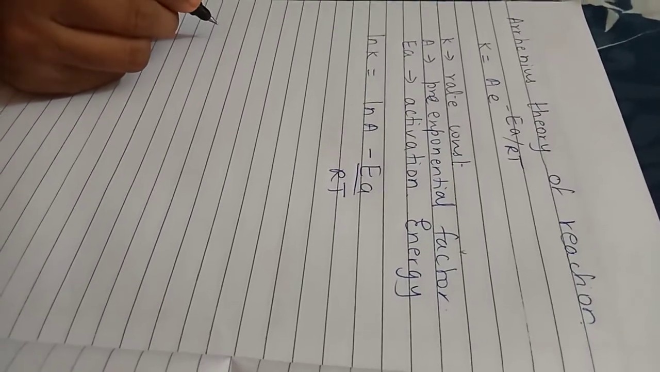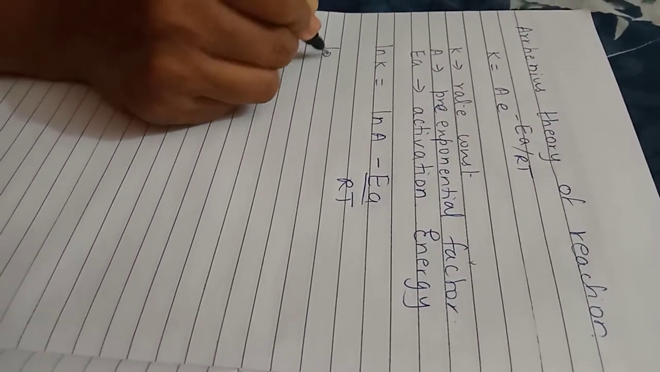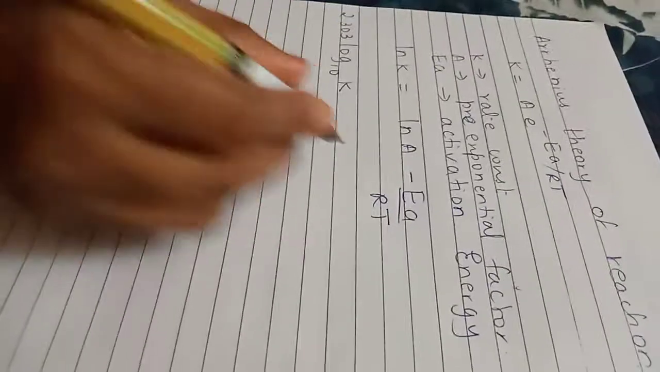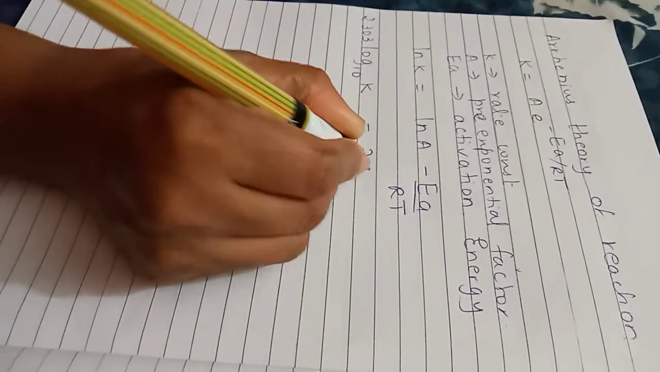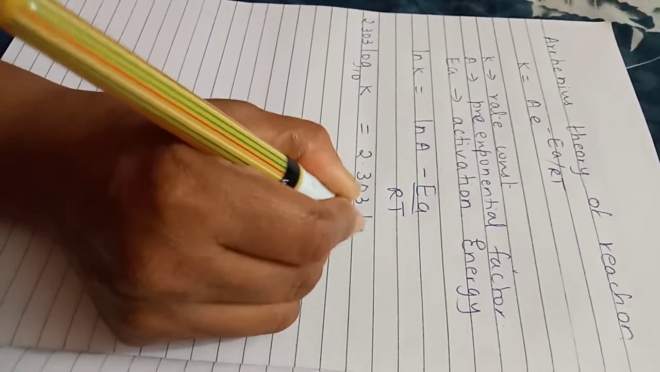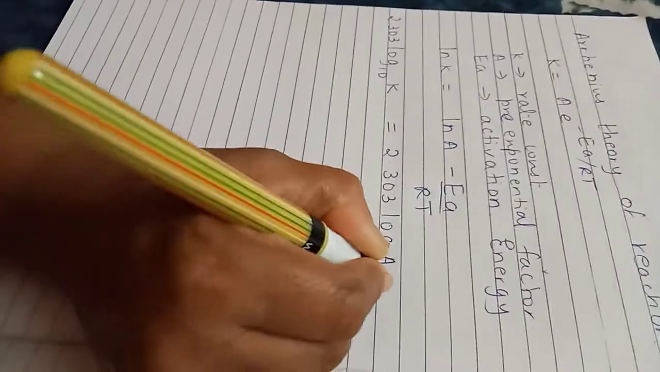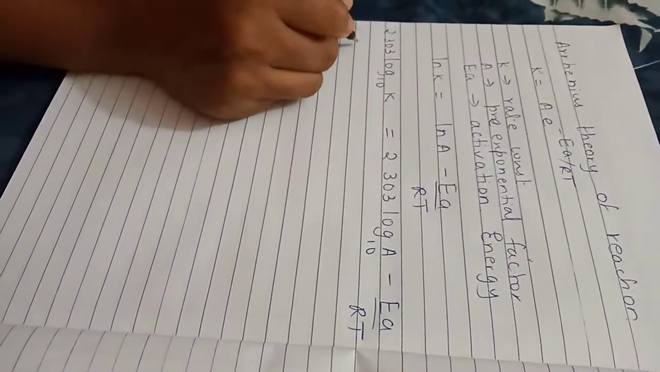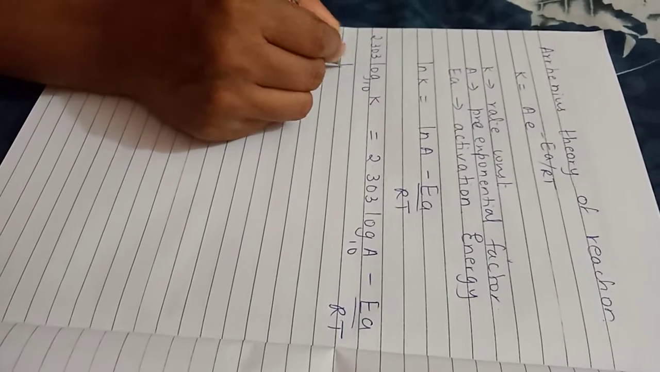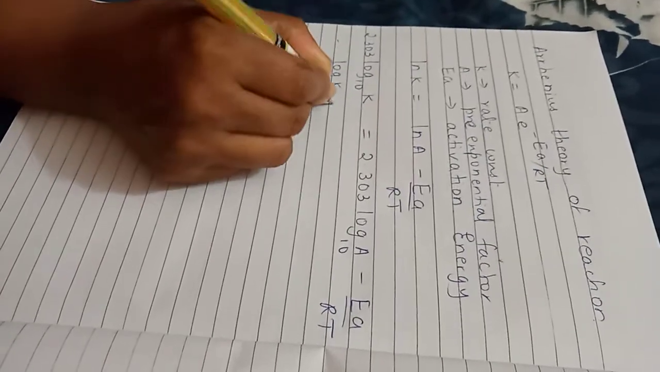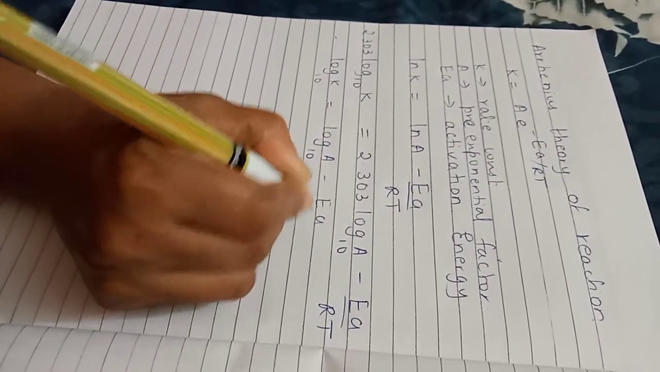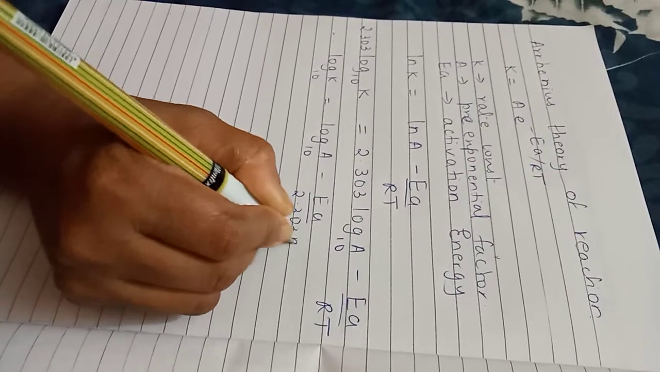Converting natural log to log base 10 system, we get log to the base 10 K. You have to multiply it by 2.303 to convert natural log into log base 10 system, is equal to again 2.303 log A to the base 10 minus Ea divided by RT. Dividing throughout by 2.303 we get log K to the base 10 is equal to log A to the base 10 minus Ea divided by 2.303 RT.